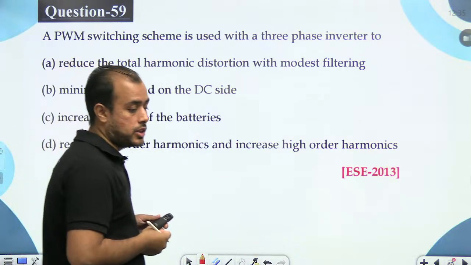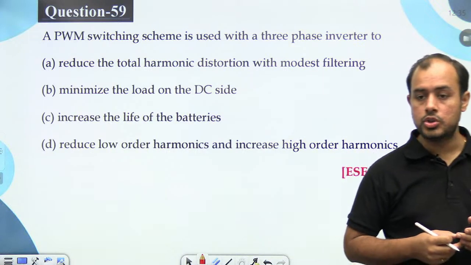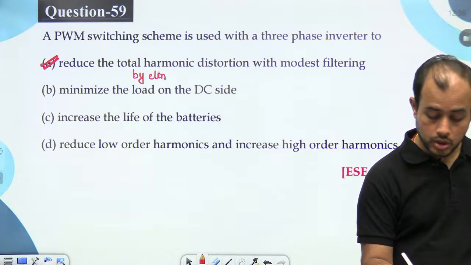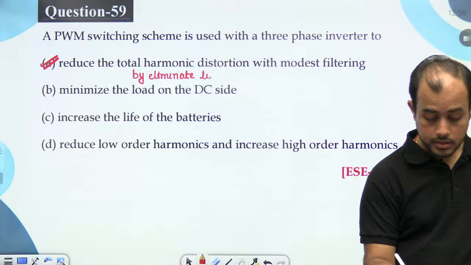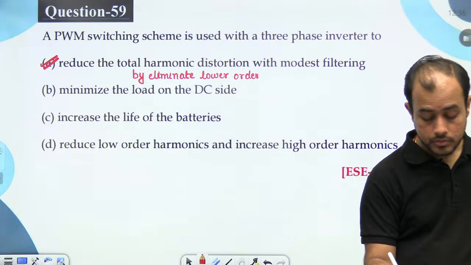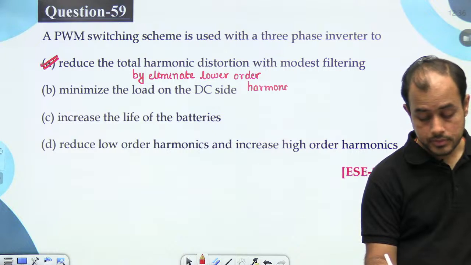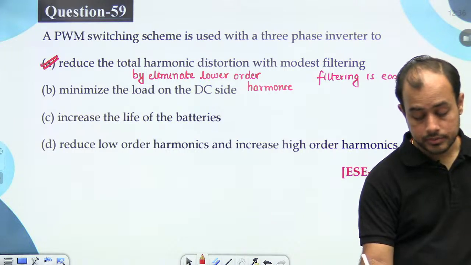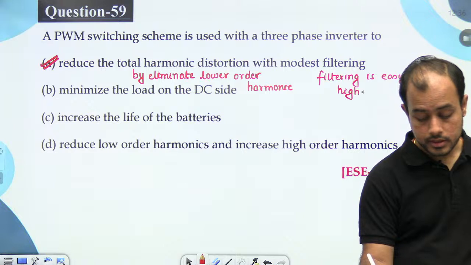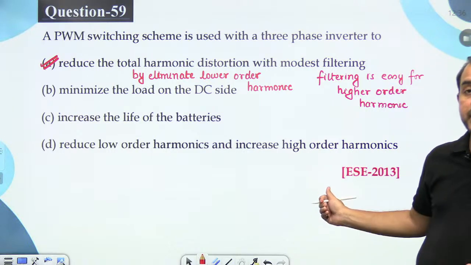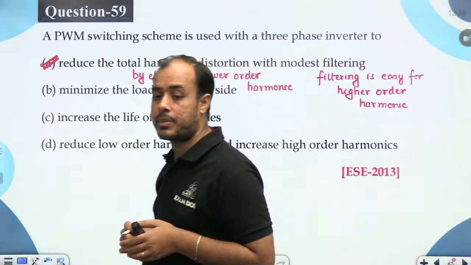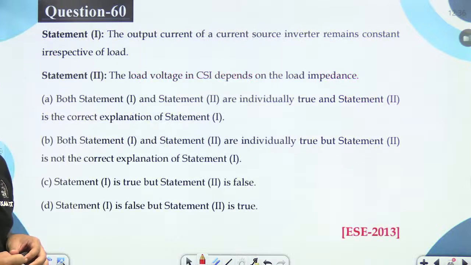A PWM scheme is used to reduce THD by eliminating lower order harmonic. Modest filtering means that filtering is easy for higher order harmonic. Correct? Filtering is easy for higher order harmonic. Sir, why is D incorrect? Because pulse width modulation does not increase higher order harmonic. PWM higher order harmonic बढ़ाती नहीं है, lower order को बस कम करती है. It does not increase any harmonic.